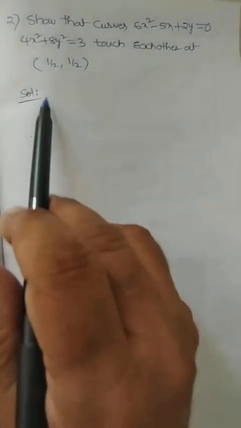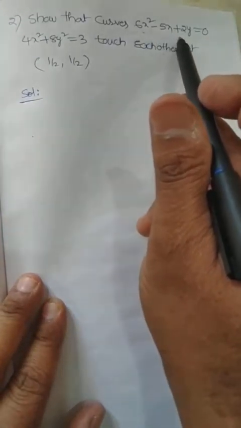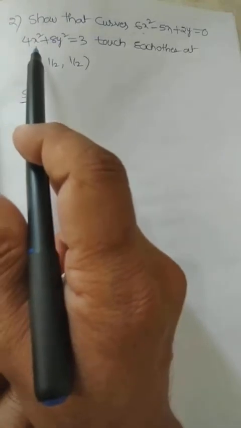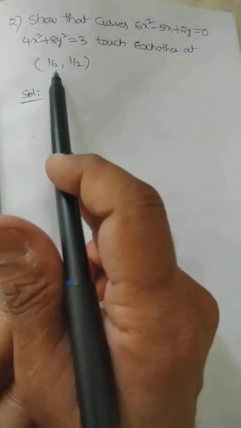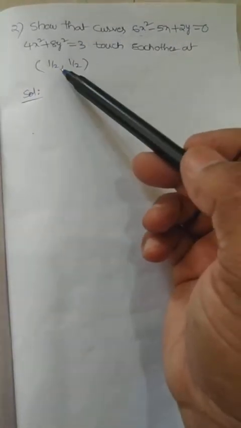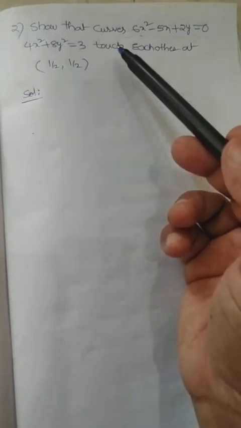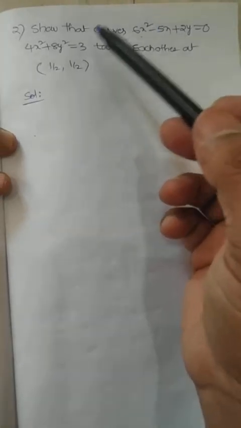Now the second problem: show that the curves 6x square minus 5x plus 2y equals 0 and 4x square plus 8y square equals 3 touch each other at the point 1 by 2 comma 1 by 2. So in this problem, he has directly given the point of intersection of these two curves, which is 1 by 2 comma 1 by 2. We have to prove the condition that the curves are touching each other. So what conclusion do we have to make here? We have to show that the tangent line slopes are also equal at this point.